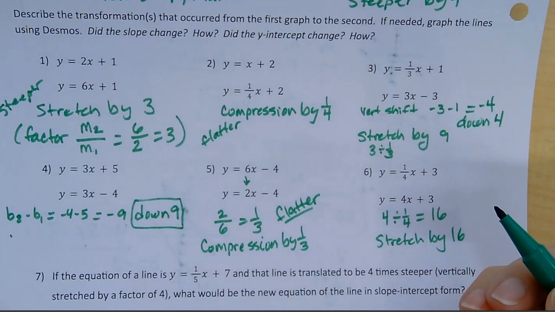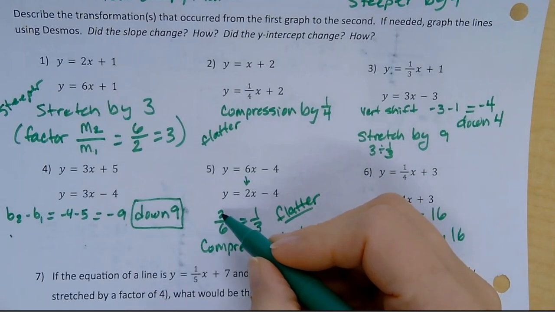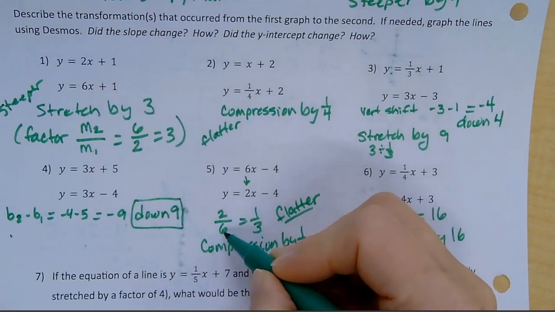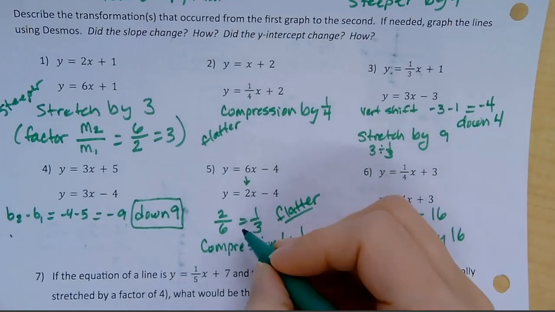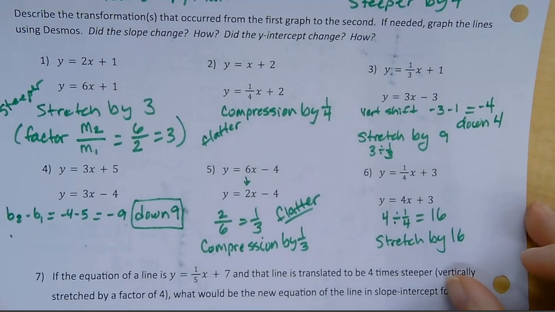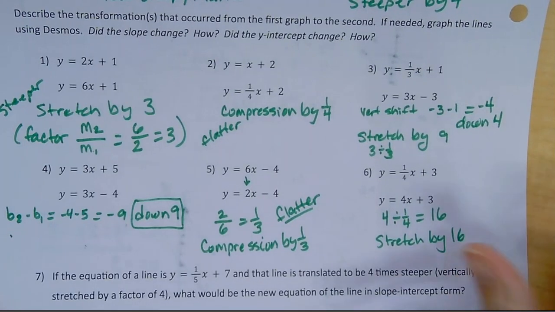I went from a steep slope of 6 to a slope of 2. So I'm getting flatter, and I take my new line's slope and I divide it by my original line slope. So I have a factor of 1/3. I'm going to say that it's flatter by 1/3 or it had a compression of 1/3. Make sure that you give me the actual factor on homework or a quiz. Don't just say it got flatter. Okay, and again, plug that into Desmos if you need to see what happened.